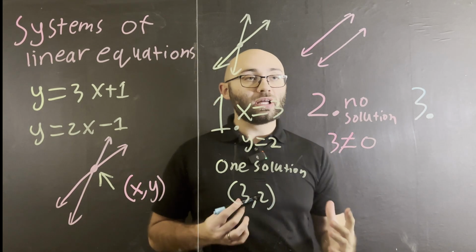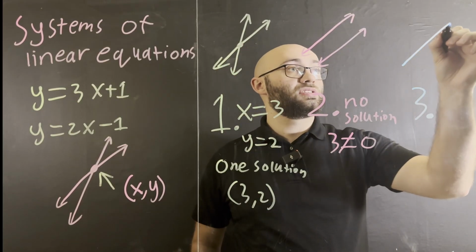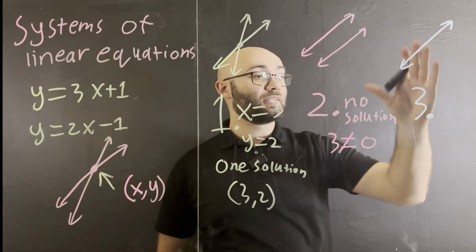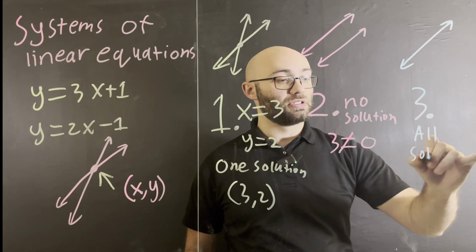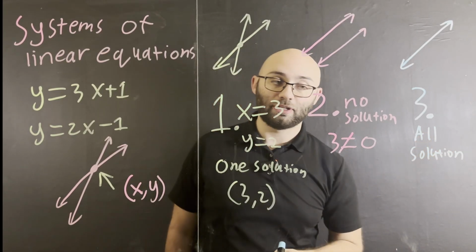And then we have one last one, which is where secretly both of the lines are actually the same line and they perfectly lay on top of one another. And this is all solutions or infinite solutions. Both of those would be accurate.